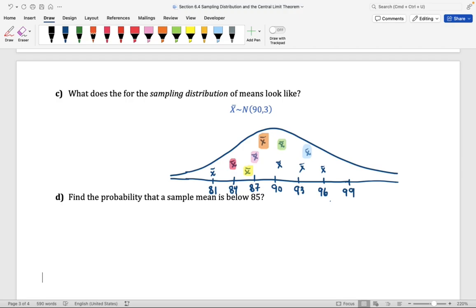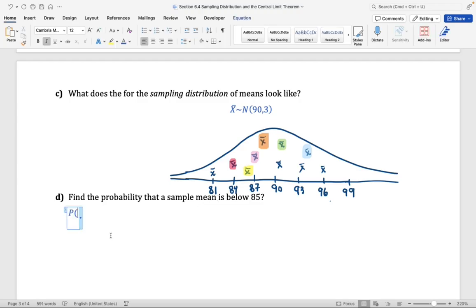Now that we have established that X bar follows a normal distribution, we can go ahead and find probabilities using this normal distribution. We can answer questions like, find the probability that a sample mean is below 85. Here, let's go ahead and use probability notation. We're being asked, what is the probability of a X bar being below 85? In other words, what is the probability that you go and select 25 individuals from the population and compute the sample mean? What is the probability of that sample mean being less than 85? That is the question we have here.